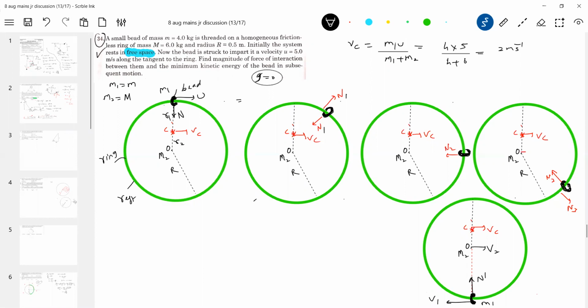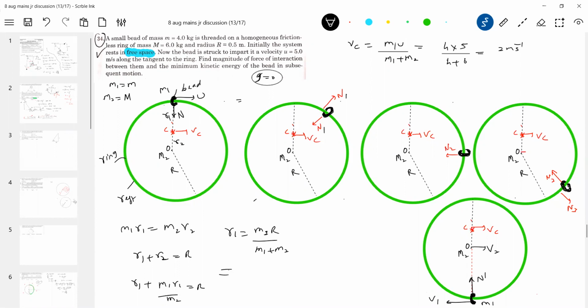How to calculate R1, R2? Center of mass formula: M1R1 should be equal to M2R2, and R1 plus R2 should be equal to R. So substituting this, we wanted R1. So R2 value will be M1R1 by M2. So what is R1 equal to? R1 equals M2R by M1 plus M2.